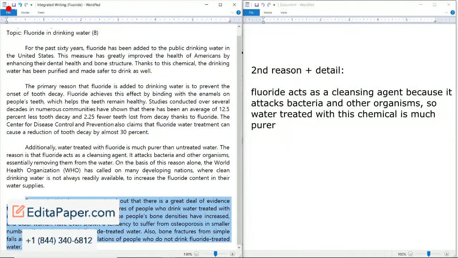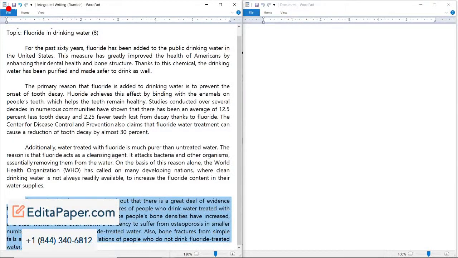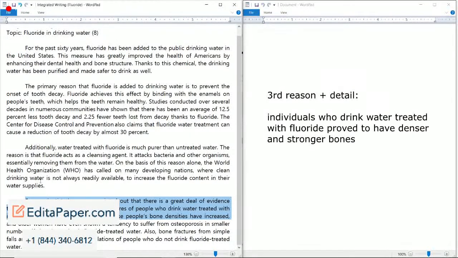Okay, now let's move on to the last body. Some scientists have even pointed out that there is a great deal of evidence that fluoride helps improve the bone structures of people who drink water treated with it every day. Studies have proven that these people's bone densities have increased. All right, this is all I'm going to use for the last body paragraph. Okay, so I'm going to probably have these notes written down. Individuals who drink water treated with fluoride prove to have denser and stronger bones. All right, so that's all I'm going to say or write for the third body paragraph.